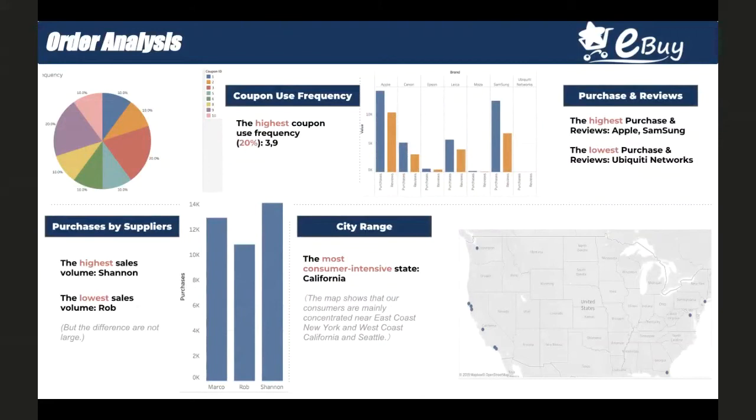And we analyze the purchases by suppliers, and we can see that the highest sales volume is the Sanno supplier, and the lowest sales volume is Rob. But actually we can see in the diagram that the differences are not large. And in the map we analyze the city range by order, and we can see that the most consumer intensive state is California. And also the map shows that our consumers are mainly concentrated near East Coast New York and West Coast California and Seattle.